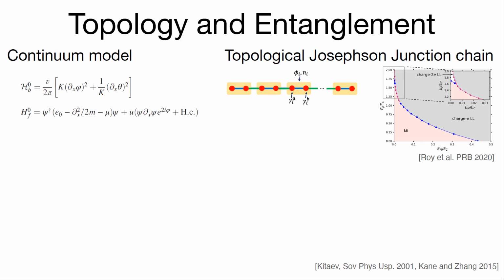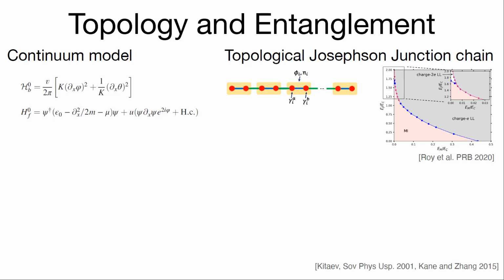Which is p-wave. So what we have here is a normal state Hamiltonian, and then we have here the pairing Hamiltonian. And it's p-wave. In a one-dimensional system, so psi dx psi, and it has a superconducting phase called e to the i two phi. And what we're doing here is we let the phase fluctuate, and we're just describing this by a two-fluid model.